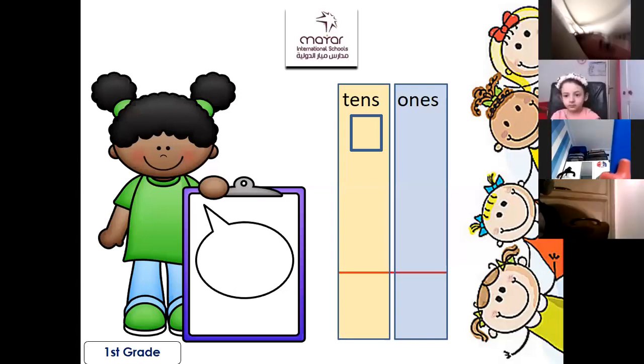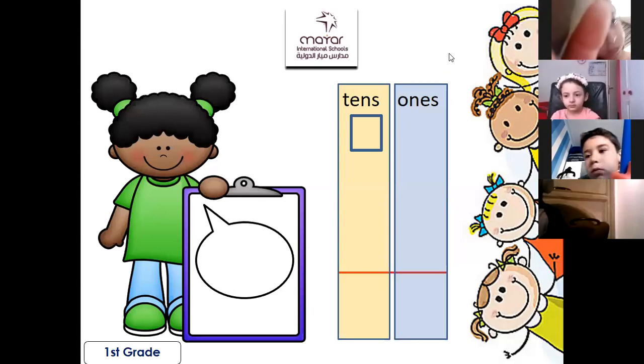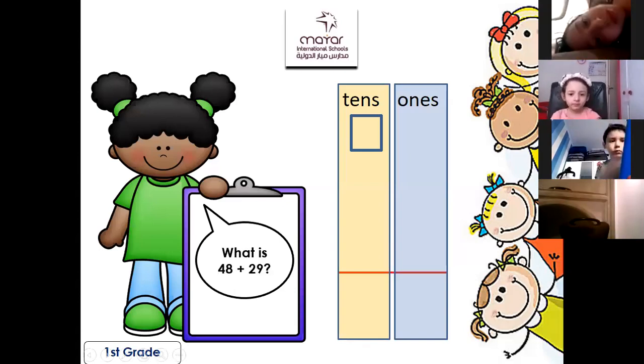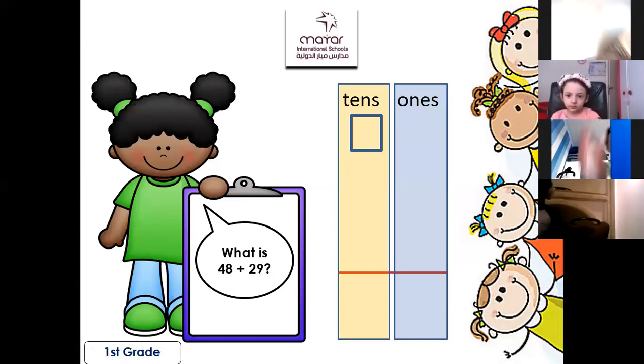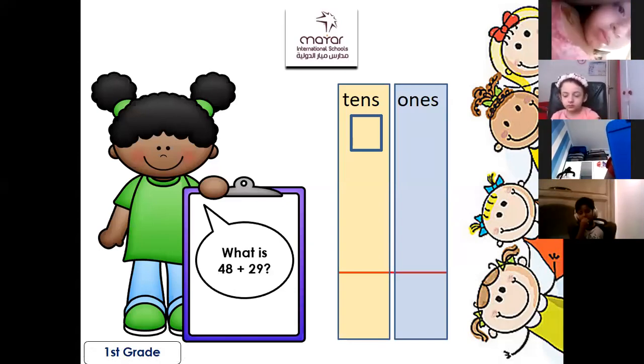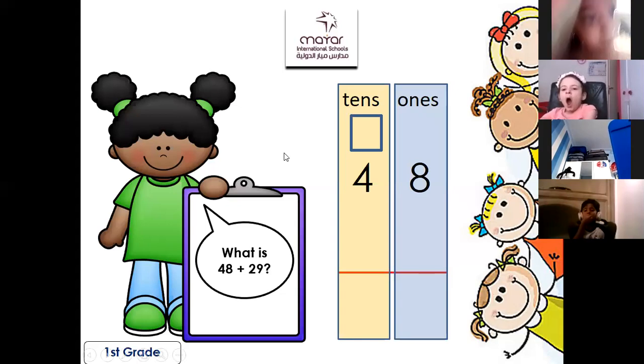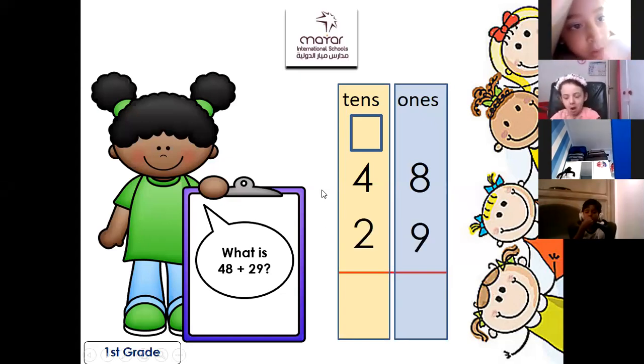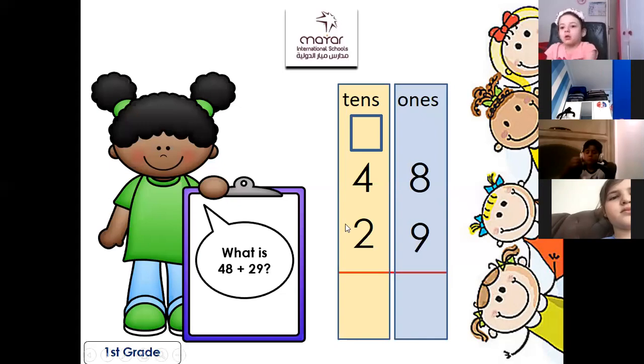Okay. So now let's look at another example. What is 48 plus 29? Like usual, when we have 2-digit numbers, we're going to put them in the tens and the ones. So 48 is going to go in the tens and the ones. The 8 goes in the ones, and the 4 goes in the tens. And then we have 29. The 9 goes in the ones, and the 2 goes in the tens. And we're going to add them up.